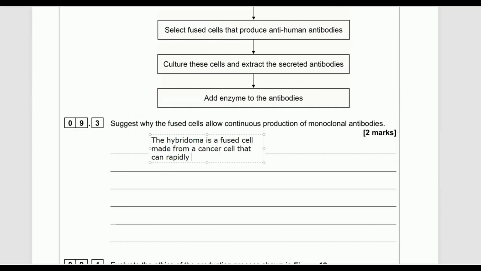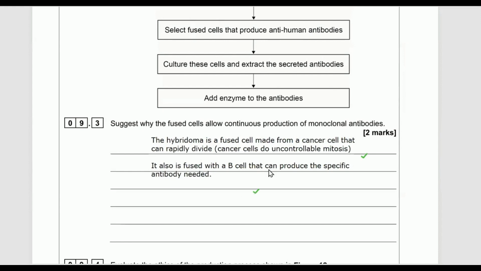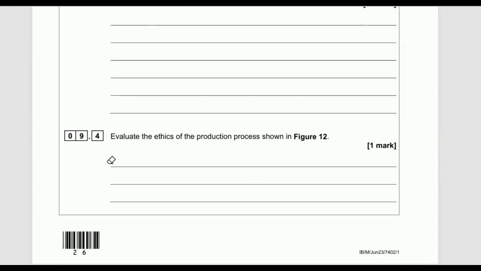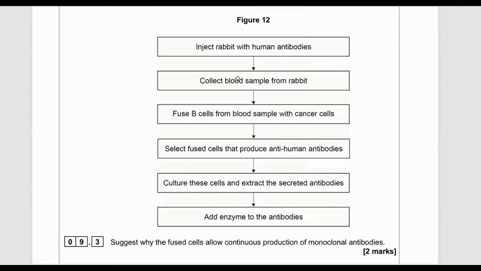It was made from a cancer cell which rapidly divides by uncontrolled mitosis, and it was fused with a B lymphocyte from a mouse. In this case, we've got a rabbit, so it's fused with a lymphocyte which can produce the correct specific antibody that you want to make lots of. Here we want the antibody to be complementary to the antigens on the dengue fever virus, but that's neither here nor there. Your 2 marks are for saying cancer cell, uncontrolled mitosis, fused with a B cell that can produce antibodies.